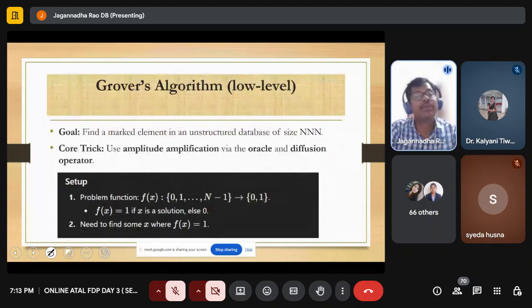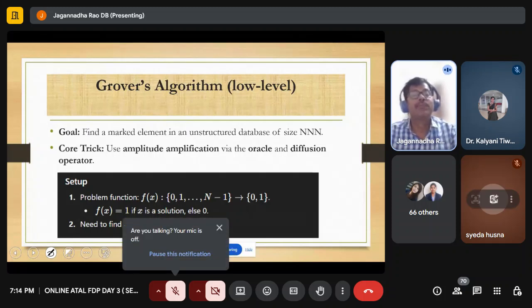Find a marked element in an unstructured database of size n, which book you want. Already we talked about the Oracle library. We have an unsorted structure, so many books. In that, a specific author's book, a specific book I need, you need to tell what book you need. So find a marked element in an unstructured database. Just use amplitude amplification via the Oracle and diffusion operator.